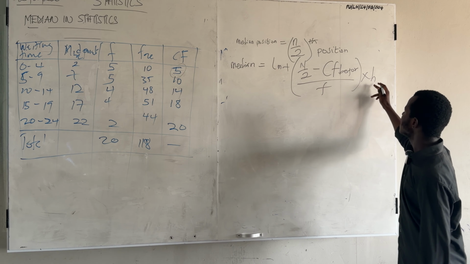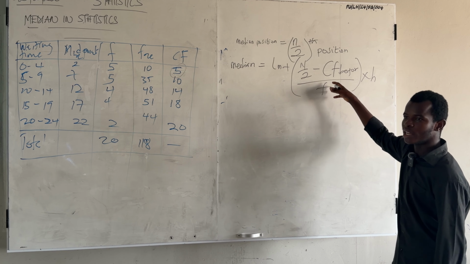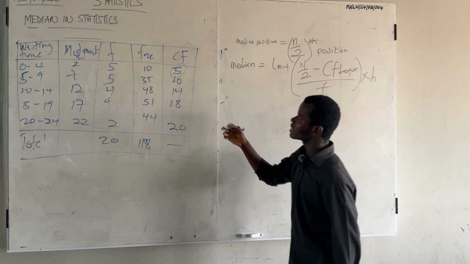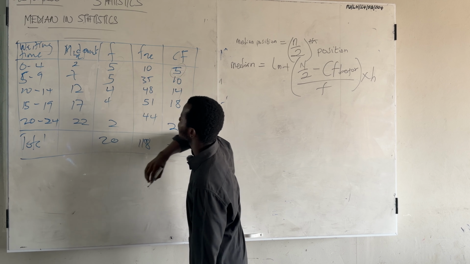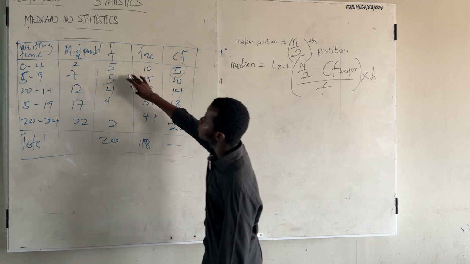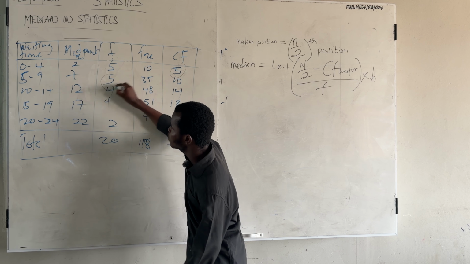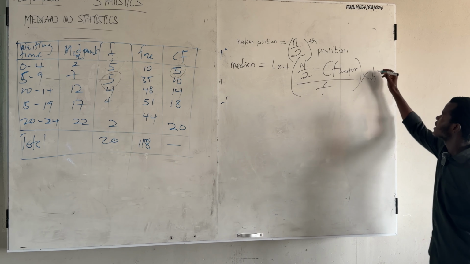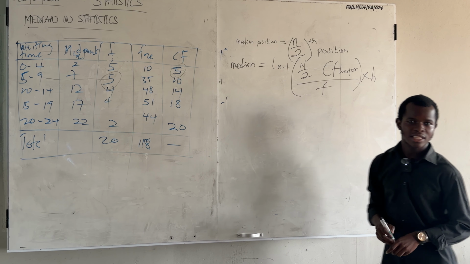Yes, and then the H. Okay, so let's come to the F first. The F is the frequency of the median class, which is also 5. Sorry, the frequency of the median class is 5, this one. So this is the median class.